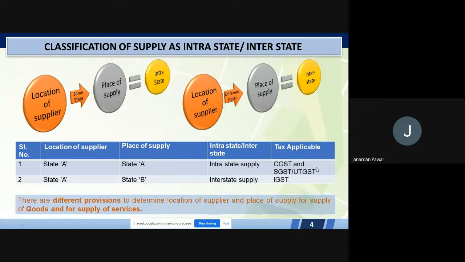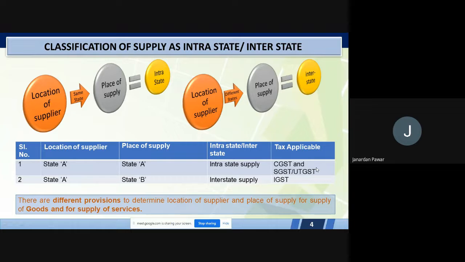So the type of transaction decides the tax which is applicable. Remember, if you want to go for the application of taxes, then you need to decide the type of transaction which is taking place. First of all, you need to decide whether the transaction is intrastate or interstate. If it is intrastate, then CGST and SGST, and there is an option for UTGST. Sometimes if it is taking place in a Union Territory, then instead of SGST, we go for UTGST. But these two types of taxes are applicable here. I hope you guys are understanding.